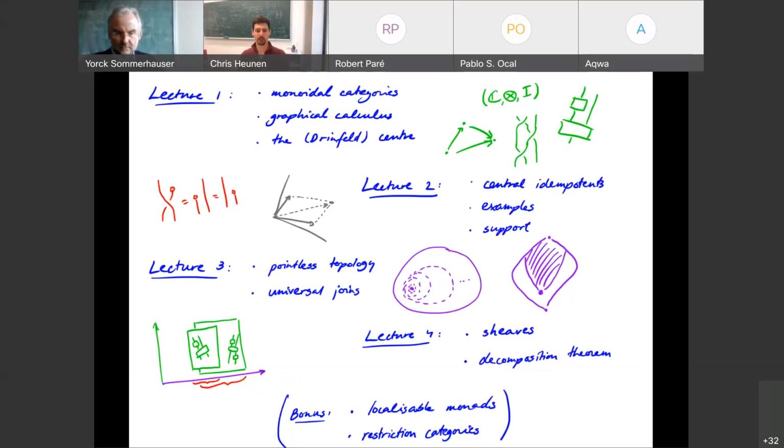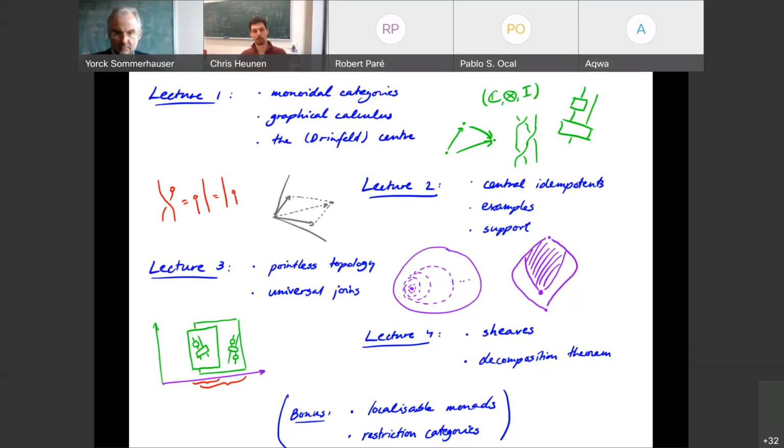Then next lecture, lecture 2, we'll talk about the very central notion of this mini course, namely central idempotents. This is a new thing, as far as I know, that any monoidal category can look at these central idempotents. There are certain types of objects, and they will play a crucial role. They will be something like the open sets of a topological space. We'll look at very many examples of monoidal categories and what the central idempotents in them are.